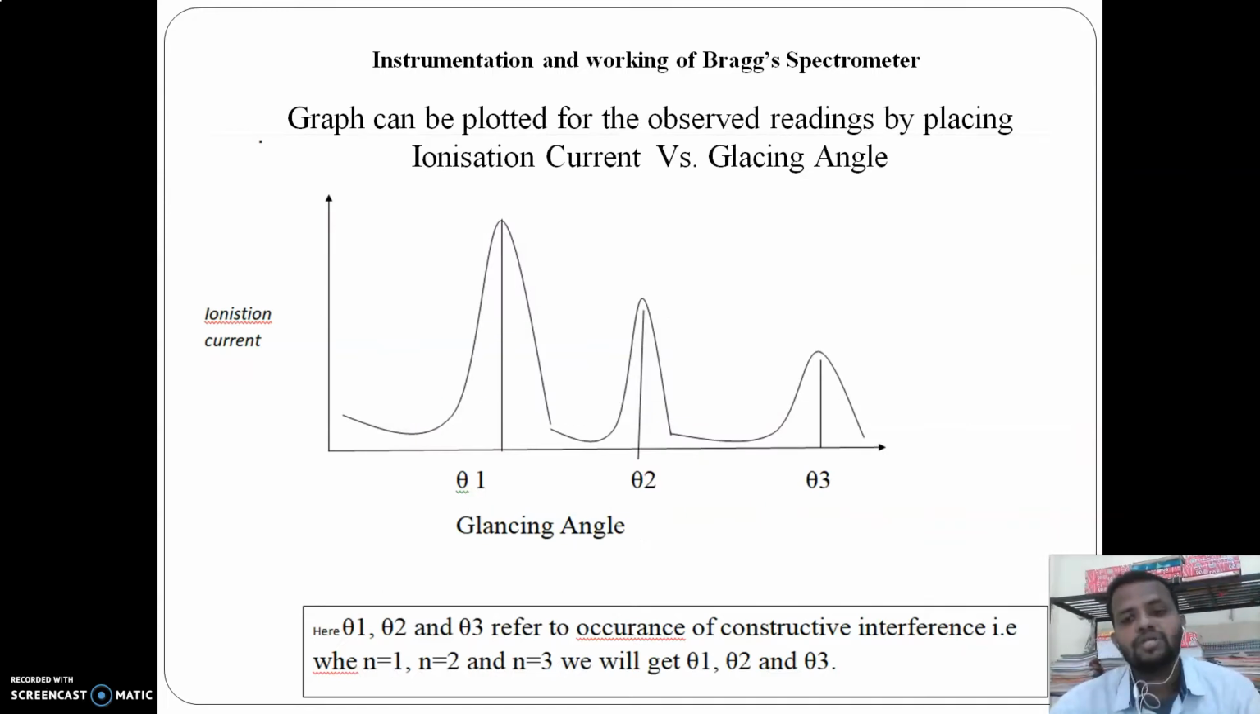For each such deflection, if we try to plot a graph of the ionization current against the glancing angle, we will get such kind of peaks, and each peak will correspond to theta 1, theta 2, theta 3. Theta 1 is the glancing angle. So for every glancing angle, we will get a signal. Now this signal is representing only what we call constructive interference.